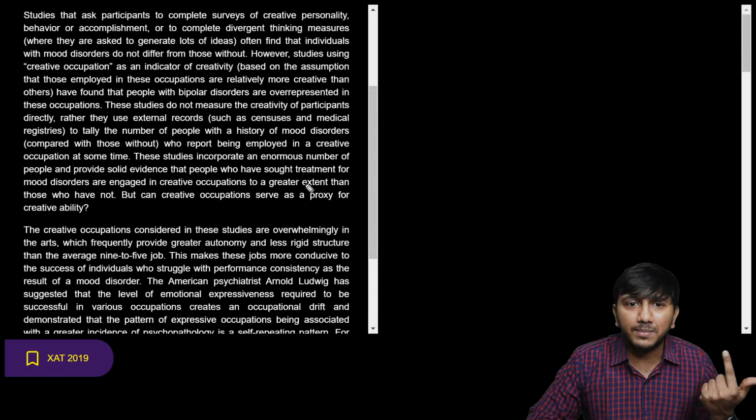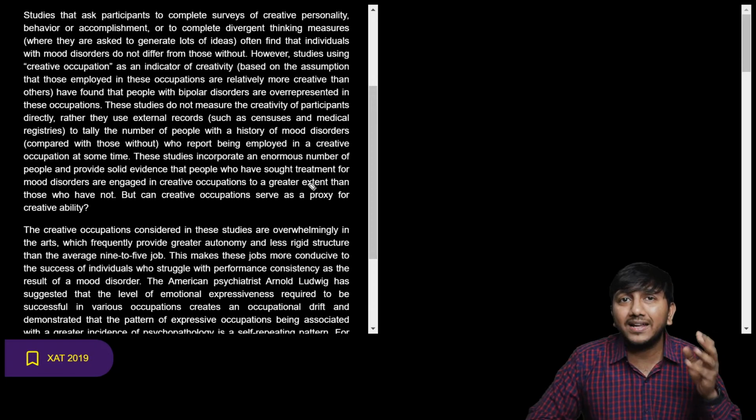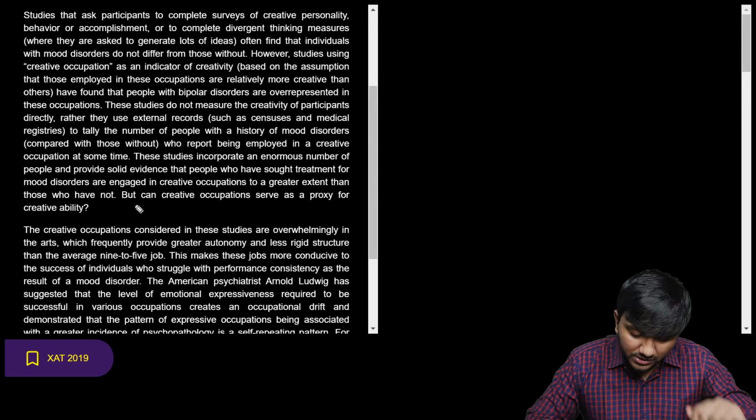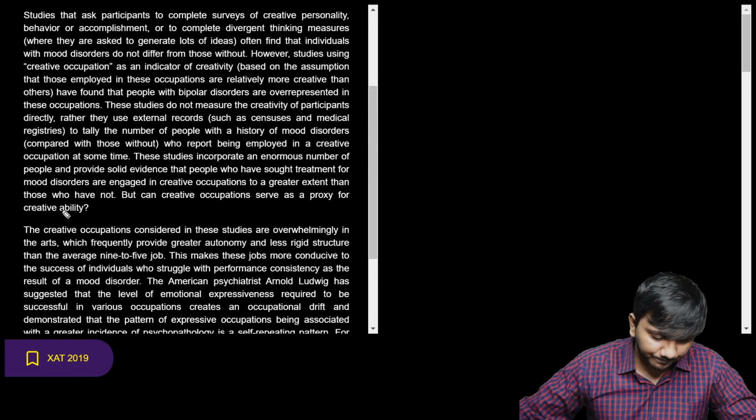That's exactly what was going on in my mind. Just because they are in creative occupations, can we say they are better at creativity? That's what the question is here. But can creative occupation serve as a proxy for creative ability?